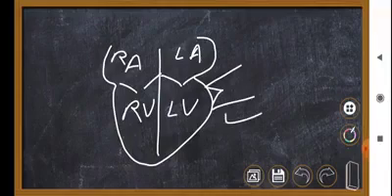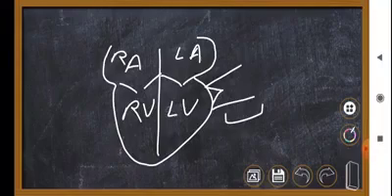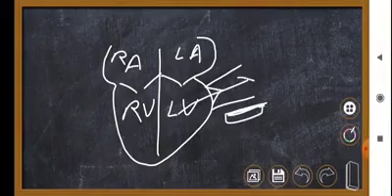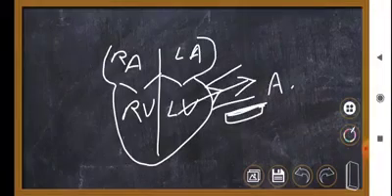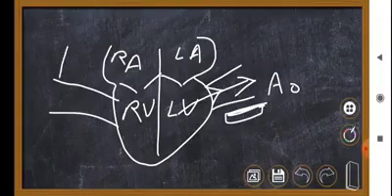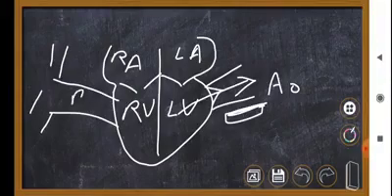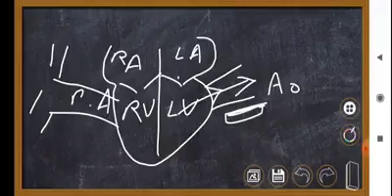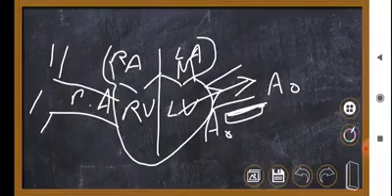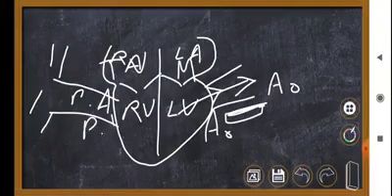Suppose this is an aorta, although its direction is in the opposite side, but just to simplify the diagram, I am drawing it here. Blood is leaving the left ventricle through the aortic valve into aorta, and through the pulmonic valve into pulmonary artery. Suppose this is pulmonary artery. So, four valves we have discussed: a mitral valve, aortic valve, tricuspid valve, and pulmonic valve.